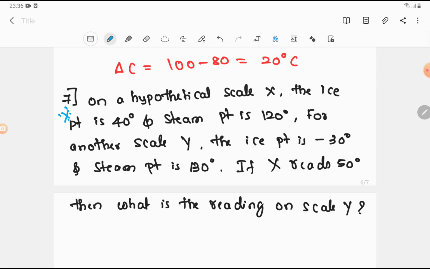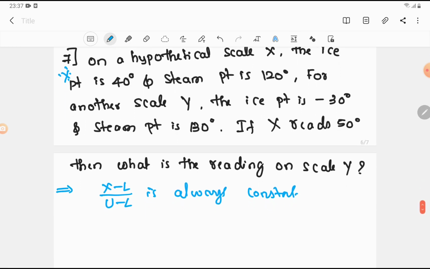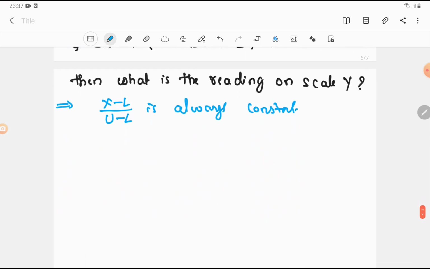You should only remember the synopsis. So, synopsis using last class. I already told you, (x minus L) by (u minus L) is always constant. There are two things here, one is x, another one is y. Two scales. So I could have generally used (x minus L) by (u minus L) is equal to (y minus L) by (u minus L).